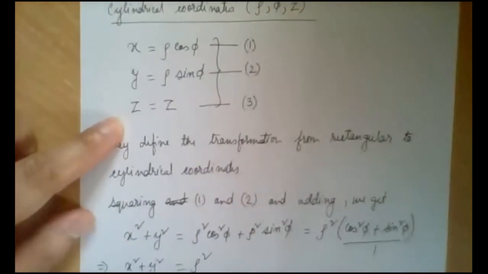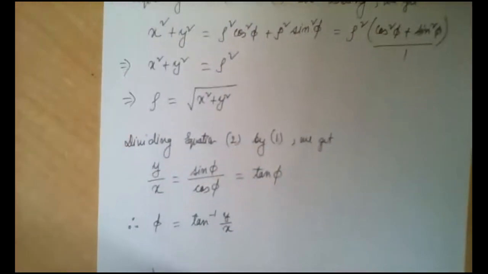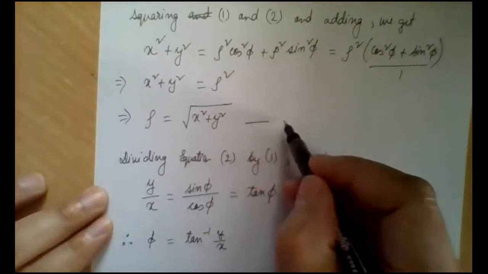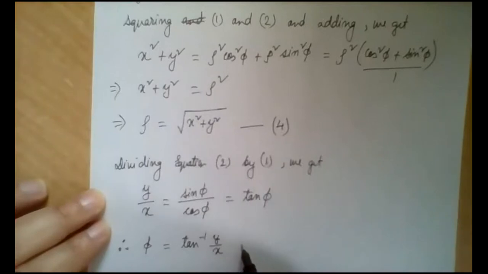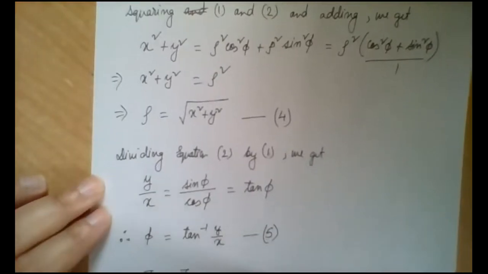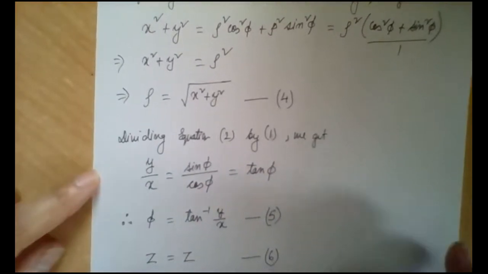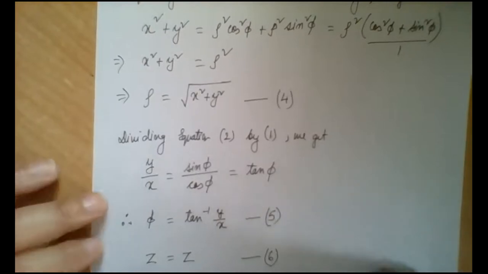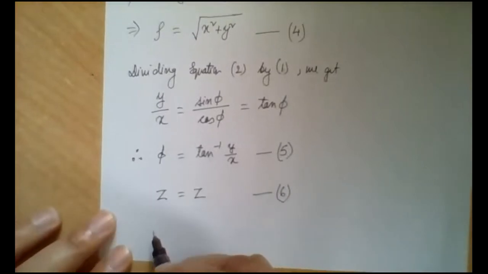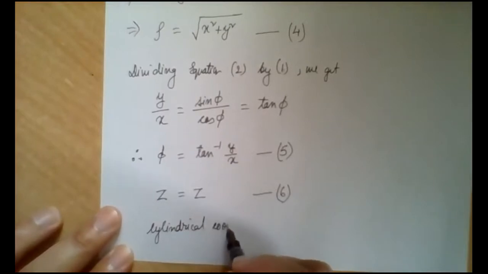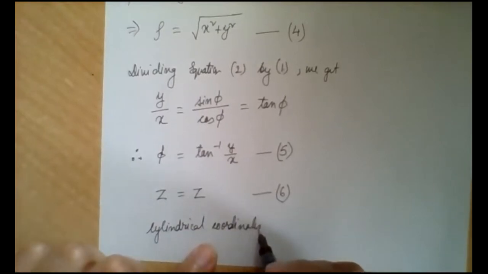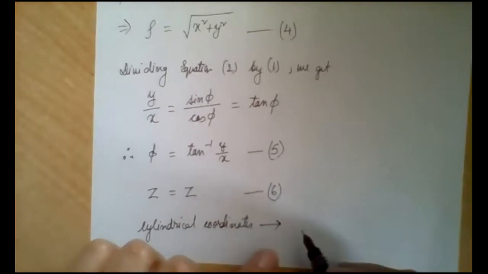Since z is already equal to z, we can simply write it again and say z is equal to z. So this is equation number 4, equation number 5, equation number 6. So equations 4, 5, and 6 define the transformation from cylindrical coordinates to rectangular coordinates.